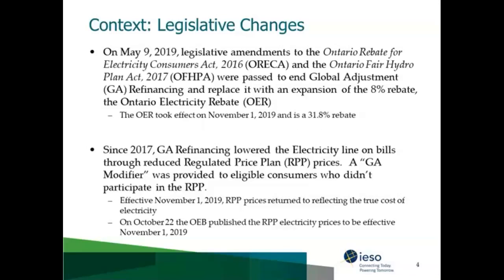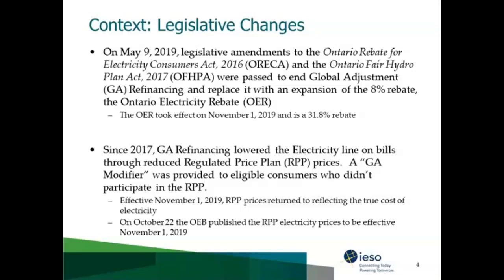So in terms of a little bit of background, on May 9th, 2019, legislative amendments to the Ontario Rebate for Electricity Consumers Act and the Ontario Fair Hydro Act were passed to end global adjustment refinancing. As a result, it replaced the existing OREC rebate of 8% with the Ontario Electricity Rebate at 31.8%, effective November 1st, 2019.